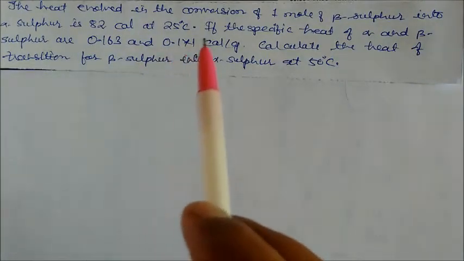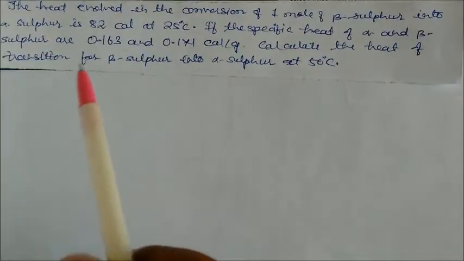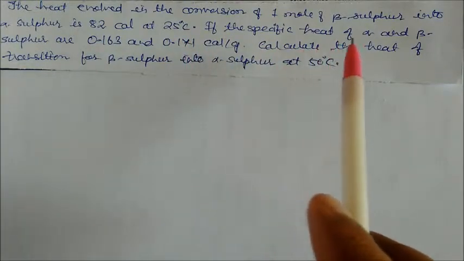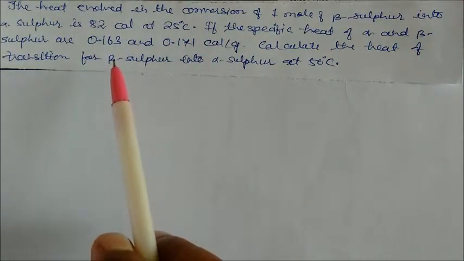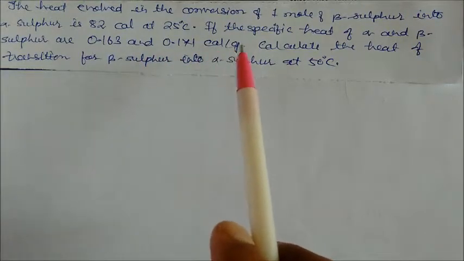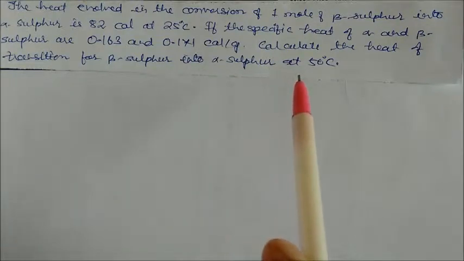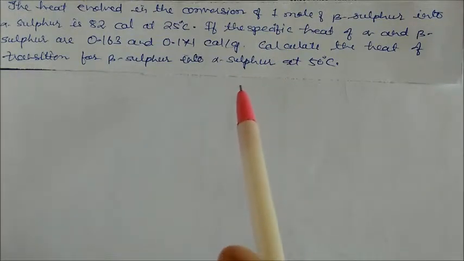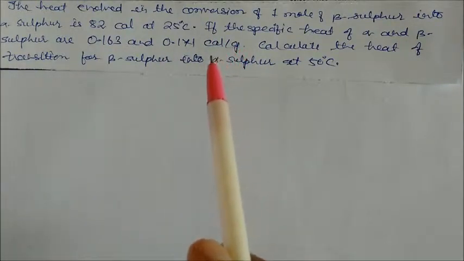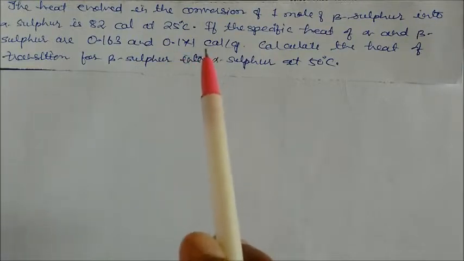The heat evolved in the conversion of 1 mole of beta sulfur into alpha sulfur is 82 calorie at 25 degrees centigrade. If the specific heats of alpha and beta sulfur are 0.163 and 0.171 calorie per gram, calculate the heat of transition of beta sulfur into alpha sulfur at 50 degrees centigrade. So here we are converting beta sulfur into alpha sulfur. For this we require heat energy, delta H. So this is the heat of transition of the element.